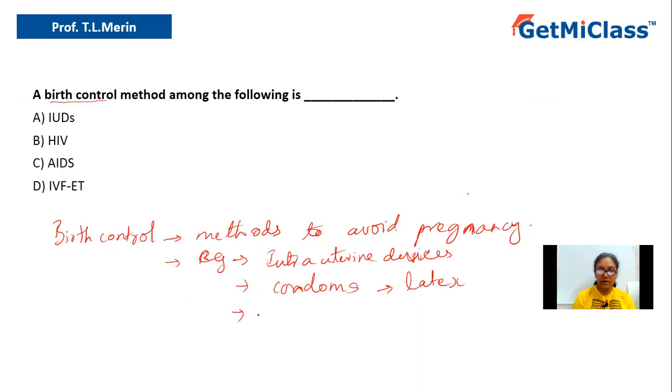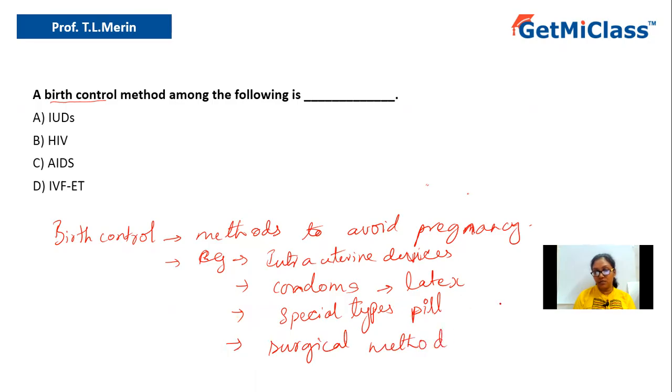Then there are several pills which are utilized to avoid pregnancy. Special types of pills are there, which are hormone based, and these are utilized to avoid pregnancy. These come in the form of capsules and tablets, etc. So these are some of the methods of birth control. And apart from that, there are certain surgical methods for birth control, where there is something called tubectomy, which is done in female, and vasectomy, which is done in male.